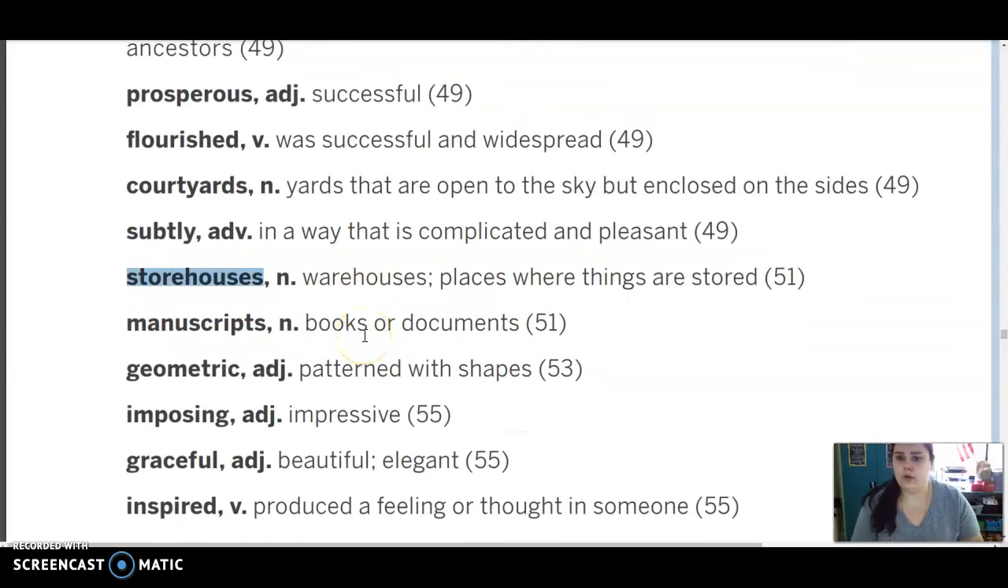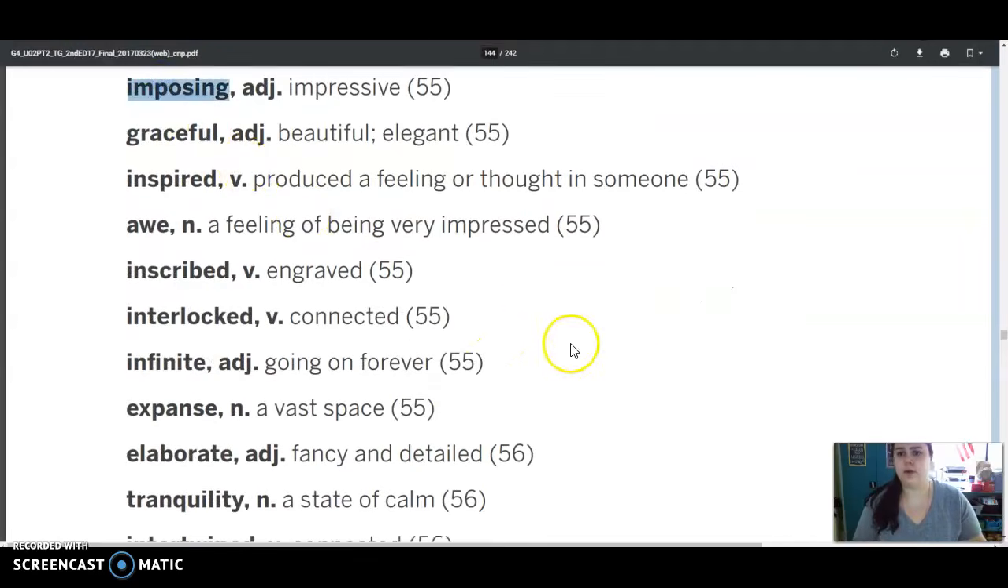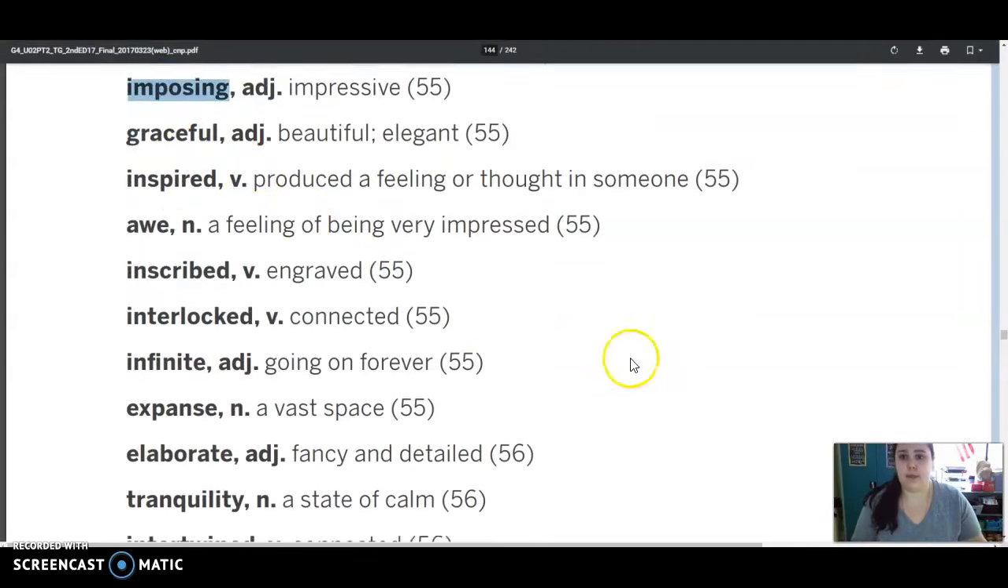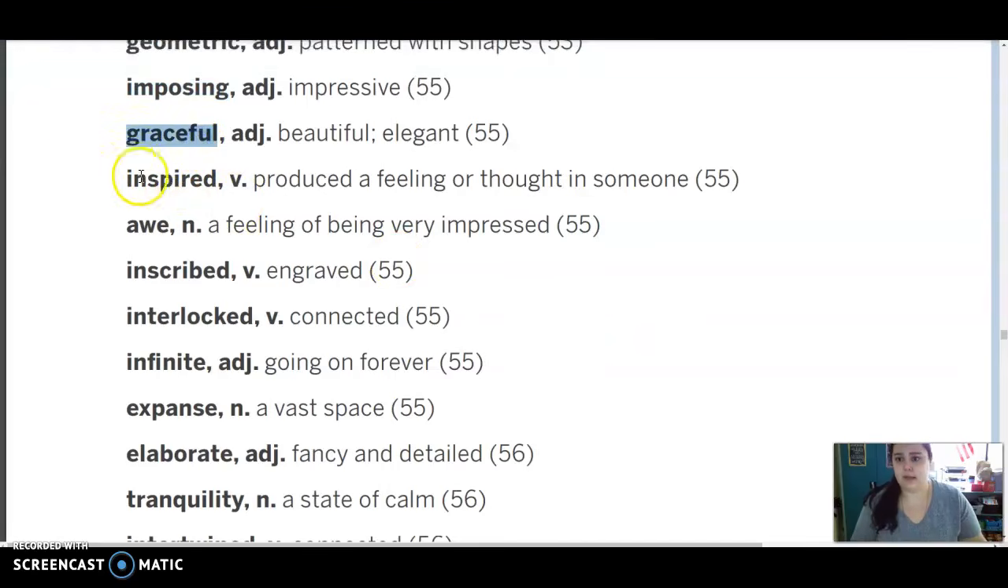Storehouses are a noun. Those are warehouses, places where things are stored. Manuscripts, noun. Those are books or documents. Geometric is an adverb, and that means patterned with shapes. Imposing, adjective, meaning impressive. Graceful is an adjective, meaning beautiful or elegant. Inspired is a verb, produced a feeling or thought in someone. Awe is a noun, a feeling of being very impressed.